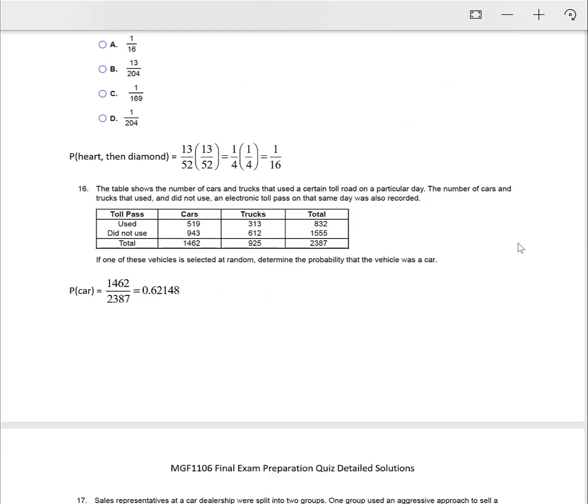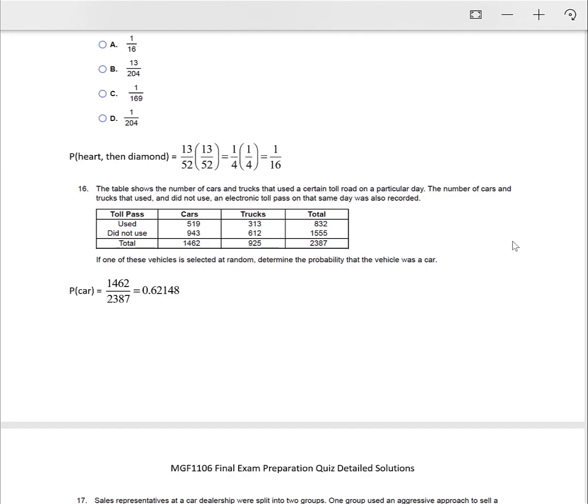Number 16, I have a detailed solution for this one. The table below shows the number of cars and trucks that used a certain toll road on a particular day. The number of cars and trucks that used and did not use an electronic toll pass on the same day were also recorded. If one of the vehicles is selected at random, determine the probability the vehicle was a car.